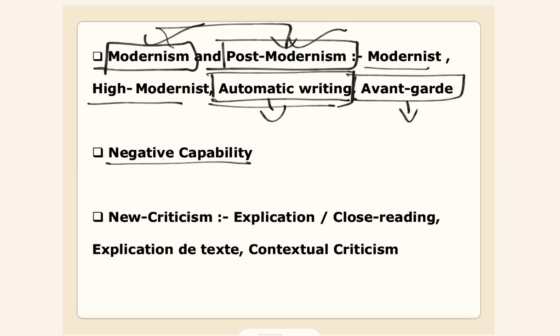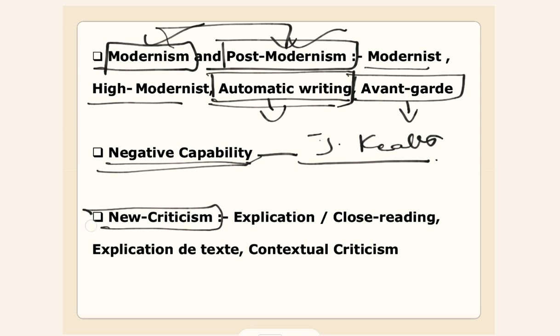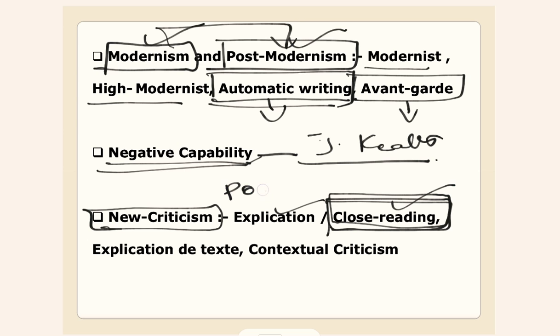Next, negative capability. This term is associated with John Keats. Please remember John Keats. New criticism. So let's see what are the terms associated with new criticism. Explication or close reading. I will discuss this topic in detail in our next video. What is close reading, especially applying to poetry. Please remember this movement is discussed in detail with poetry only.